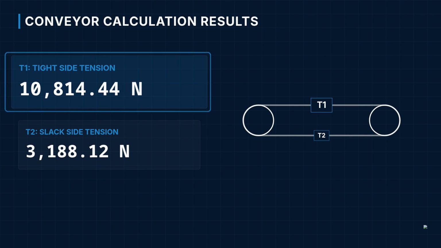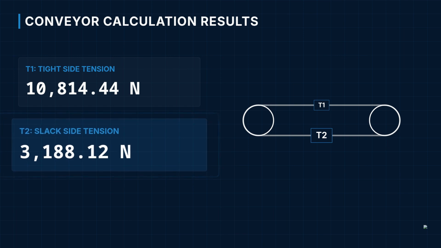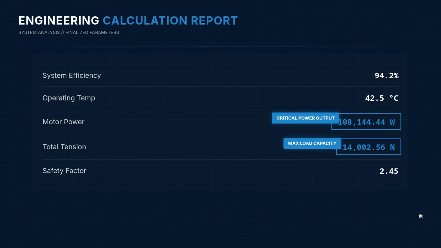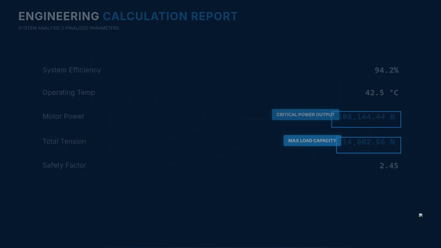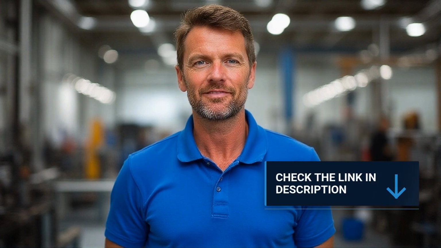Effective tension T1 equals 10,814.44 newtons. This is the tight side tension. Slack side tension T2 equals 3,188.12 newtons. Required motor power equals 108,144.44 watts, indicating the motor capacity needed. Total belt tension equals 14,002.56 newtons, representing the sum of both tensions. These values help engineers properly size motors and design safe conveyor systems.